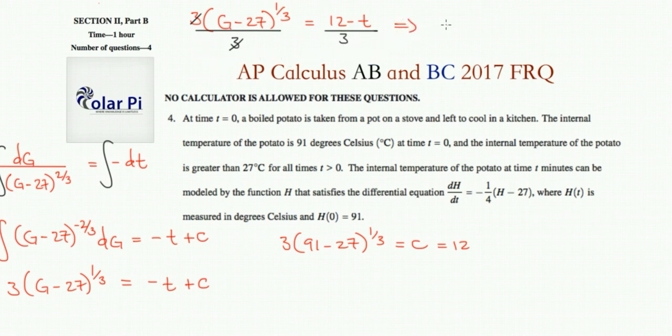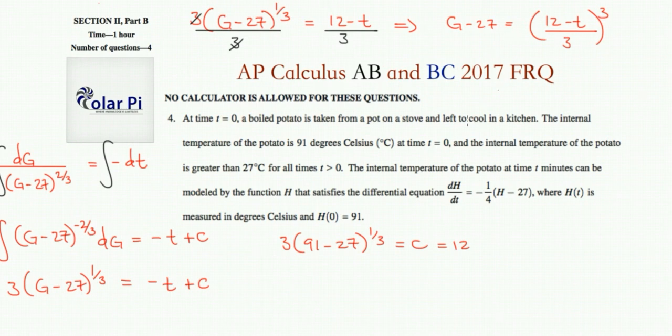And when we cube both sides, on the left side, we get (g minus 27) to the 1/3 cubed, which is just g minus 27. And then on the right side, we get (12 minus t) all divided by 3, I guess I should have used a ruler, all divided by 3 cubed. Yeah, okay, cool. You'd hate me as your math teacher because I'm very specific about neatness.